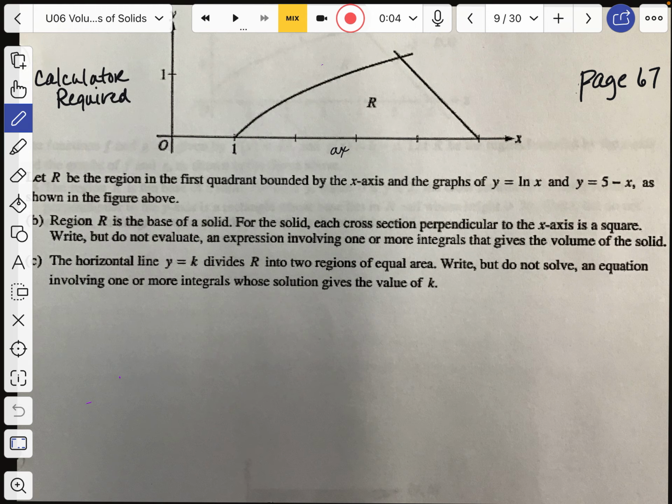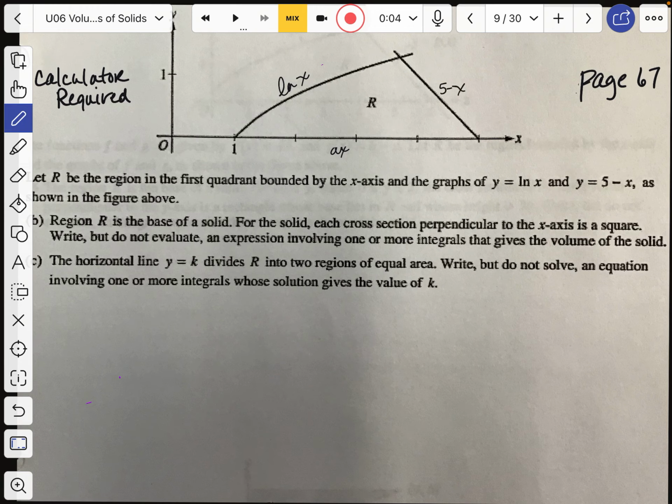All right, last question. It says, let R be the region in the first quadrant bounded by the x-axis and the graphs of y equals natural log x, which is this guy here, and y equals 5 minus x, which is this guy here, linear, and a natural log.